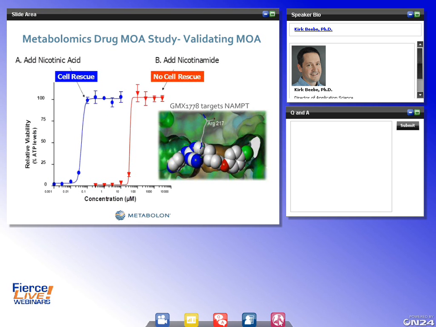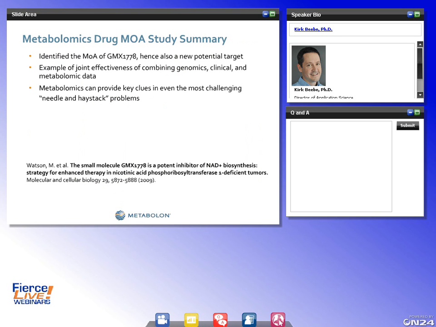A really simple experiment they were able to do right after that got that hypothesis was they were able to say, well, we have all these in vitro assays set up, let's see if we can rescue the cells with either nicotinic acid or nicotinamide. You can see that the cells were rescued very effectively with nicotinic acid, and only at really high, physiologically irrelevant concentrations did nicotinamide offer rescue. Through a series of other experiments, it's all in the publication, they were able to validate that the drug actually hit this particular target. So really, in effect, by identifying the MOA of that drug, they also, in effect, just found a new target.